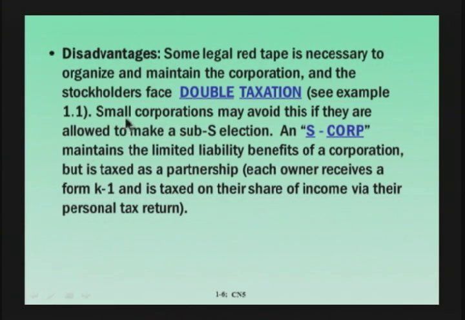For small family-owned corporations, typically, there's a possibility to overcome the double taxation by making what is called a sub-S or an S-corp election, where the corporation is taxed as a partnership. So each shareholder receives a K-1 form just like the owners would in a partnership.